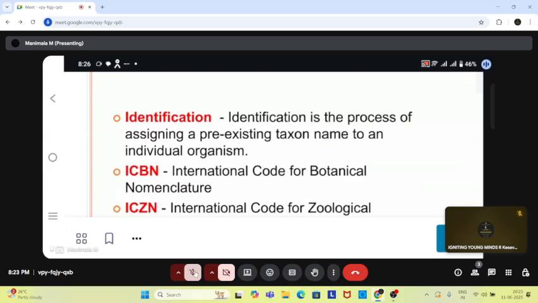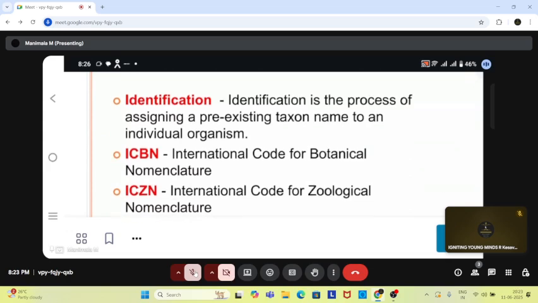And the next one is identification. How are we identifying these species? We know that nomenclature is the naming of organisms. Before naming, we first need to correctly identify the organism. Identification is the process of assigning a pre-existing taxon name to an individual organism, based on characters such as a plant's leaf and root system.